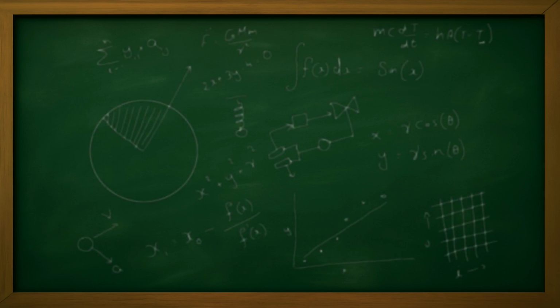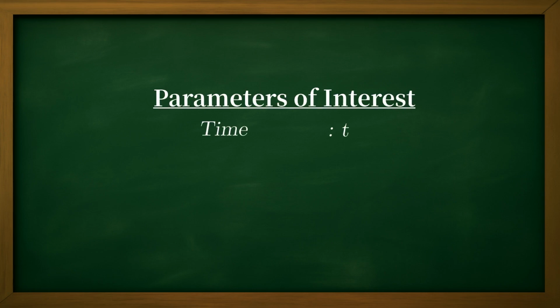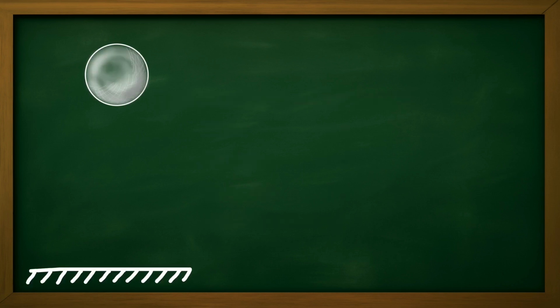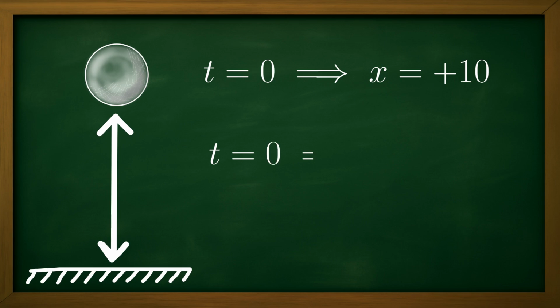Now we have enough theoretical foundation to start simulating our ball's motion. So let's develop an algorithm for this. Our variables of interest are time t, position x, velocity v, and acceleration g. When our simulation starts, that is when time t is equal to 0, our ball is at a height of 10 meters, that is x equal to 10. The positive notation is because the ball is above the ground. And the velocity of the ball v is equal to 0 as the ball is at rest at the start.